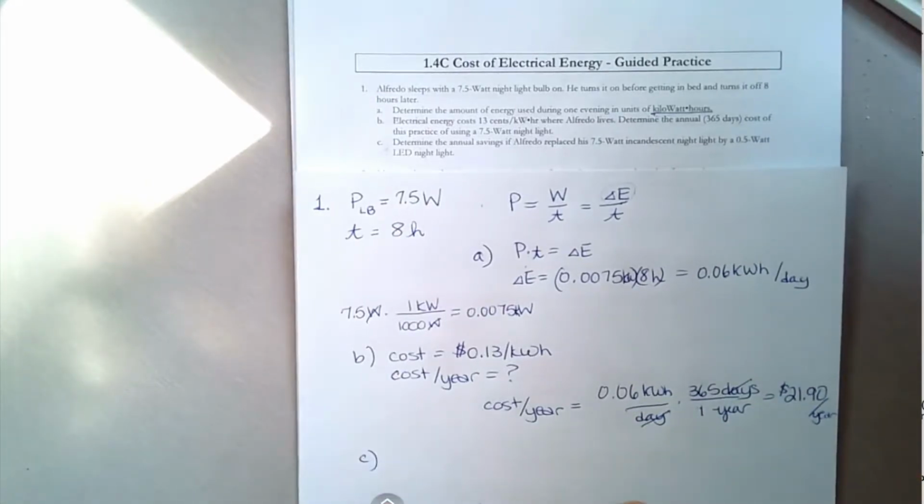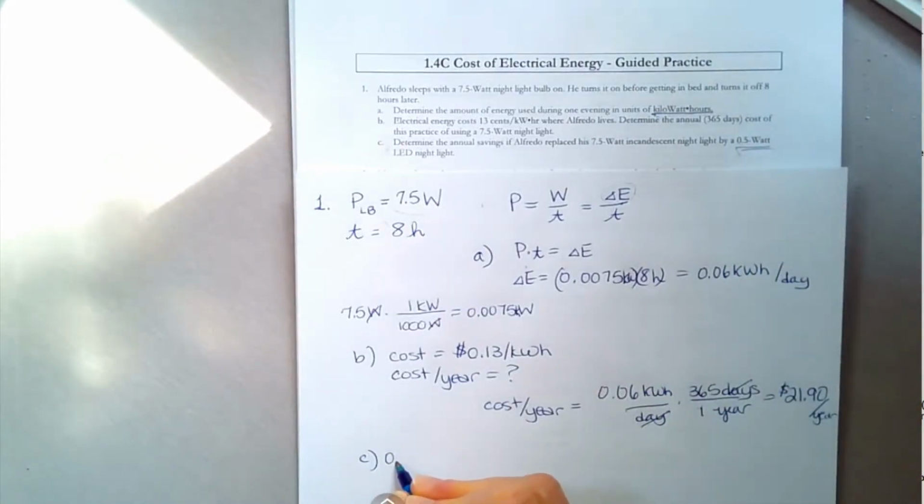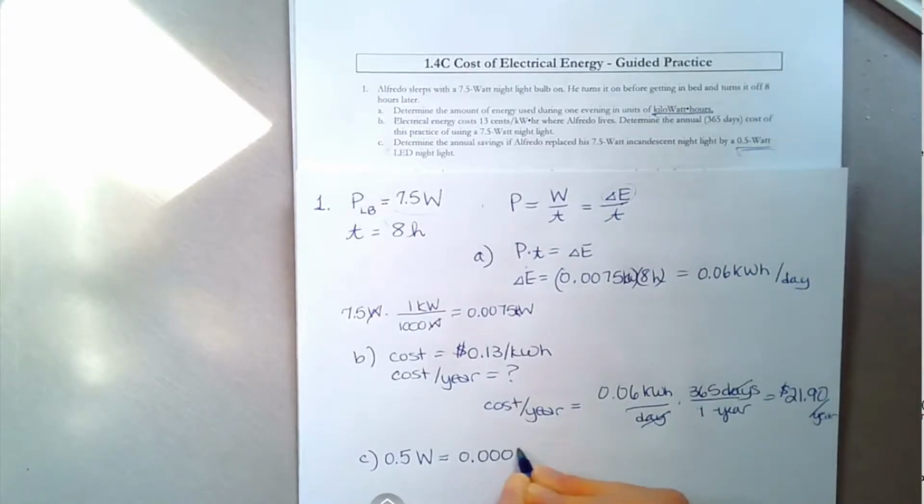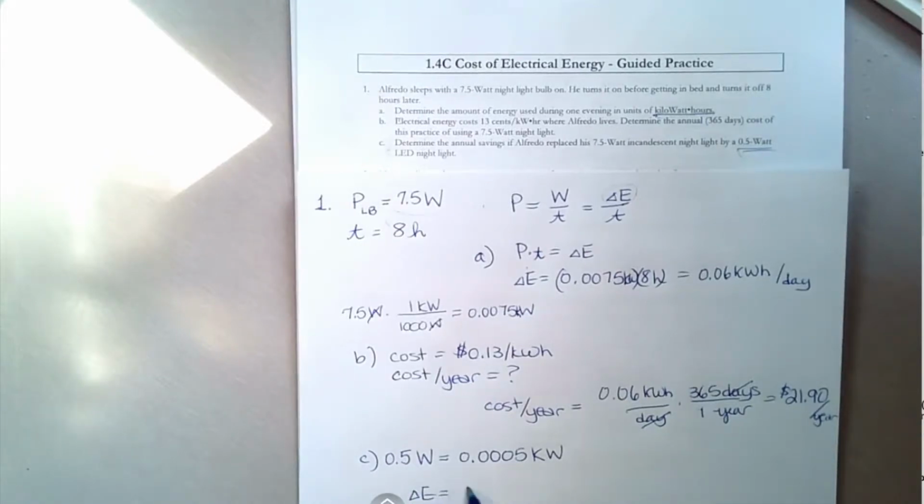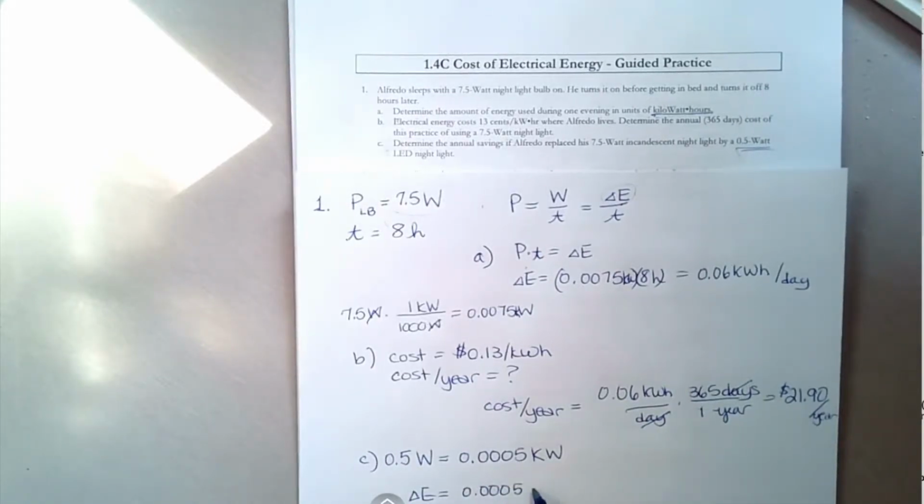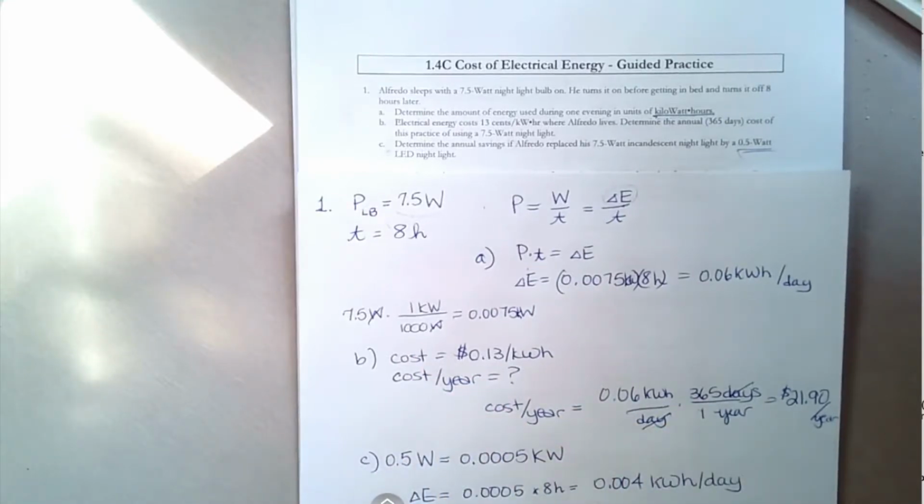Then part C says, how much would Alfredo save if he replaces it, instead of doing a 7.5 watt bulb, with a 0.5 watt LED nightlight, which uses a different technology and therefore less power. So let's convert that to kilowatts. And we're going to go through the same steps to find the change in energy. It is going to be 0.0005 times 8 hours, which gives us 0.004 kilowatt hours per day. And then we need to multiply by 365 days.